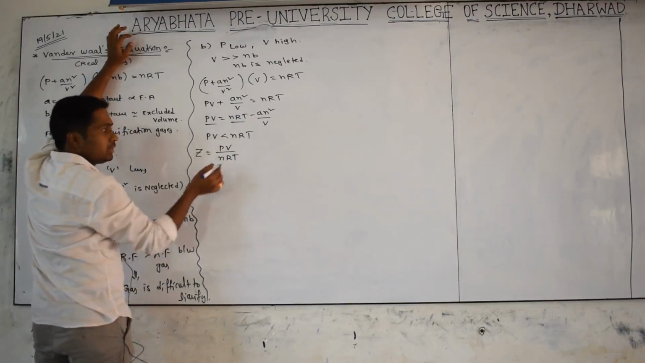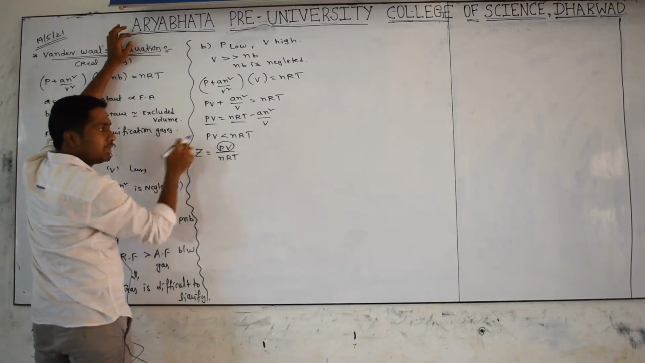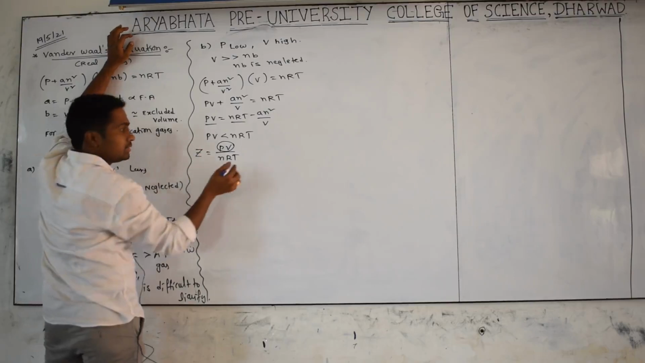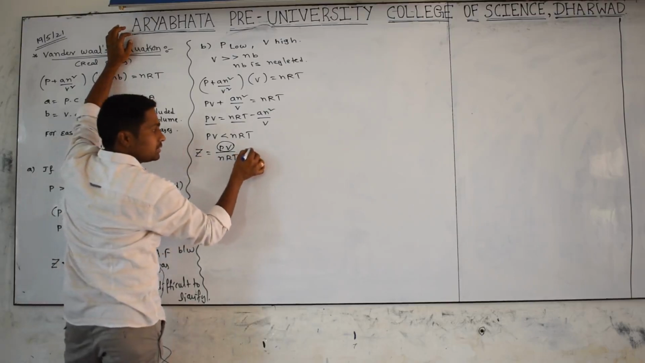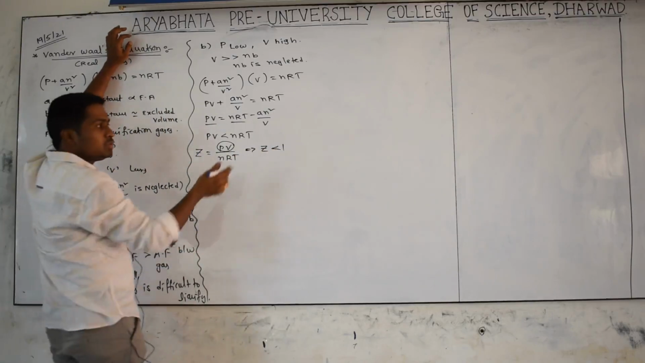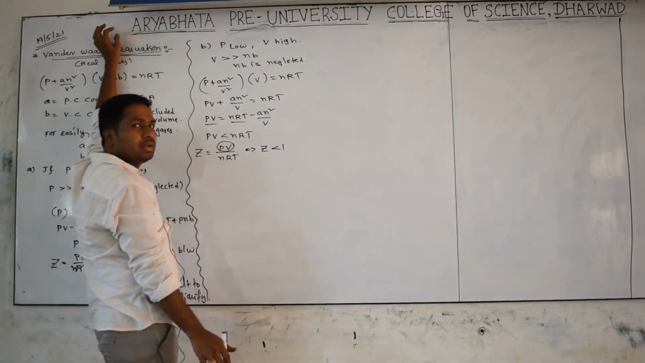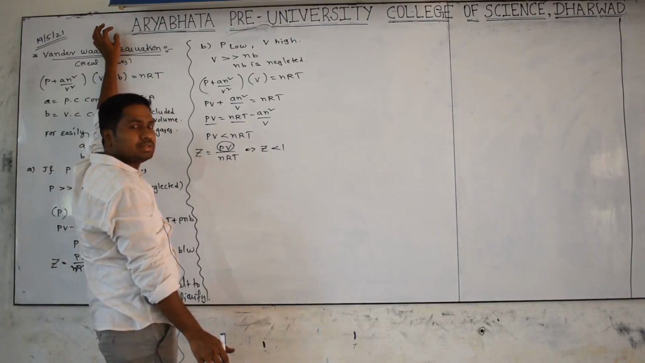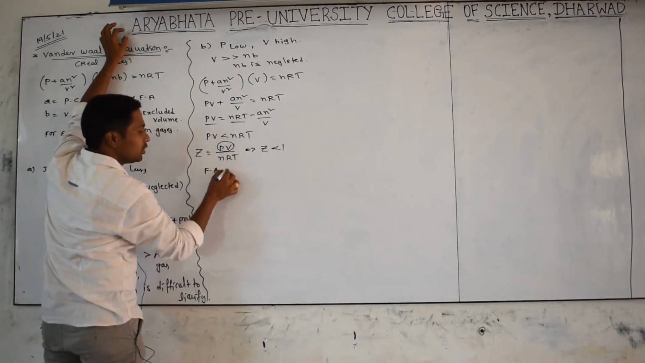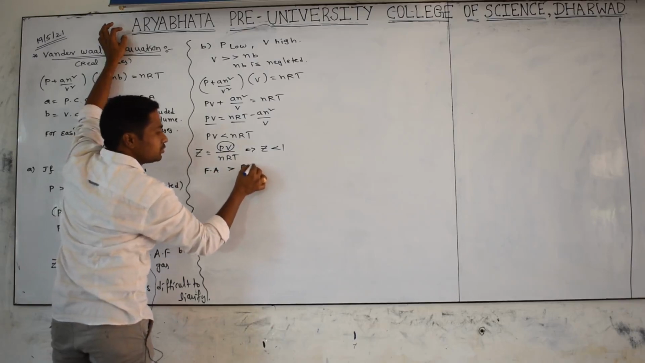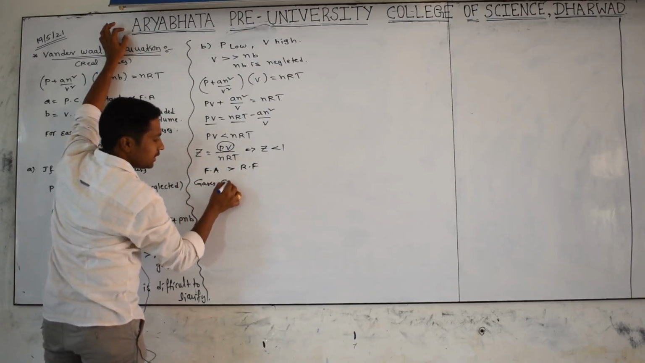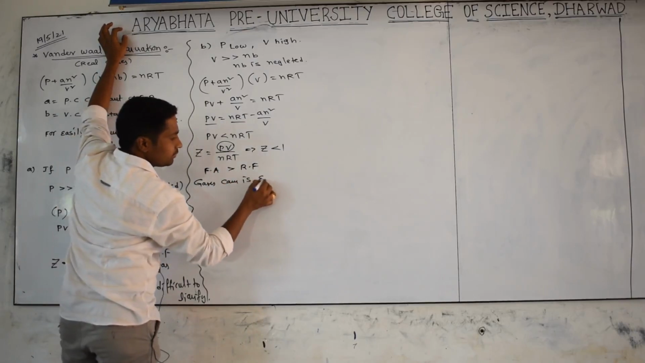PV is lesser, which means the numerator value is lesser. The numerator value is lesser means the whole value will be less, so we are getting Z less than 1. I told already yesterday, Z will be less than 1 when the real gas volume is less. Real gas volume will be less when the force of attraction between the molecules dominates the repulsive force. Then we can tell the gases can easily liquefy.